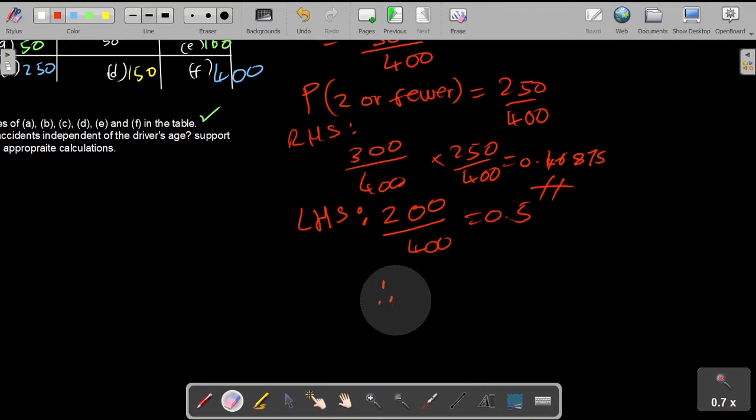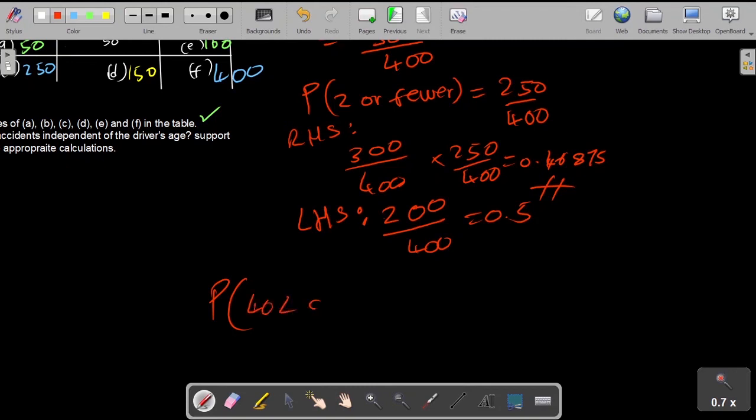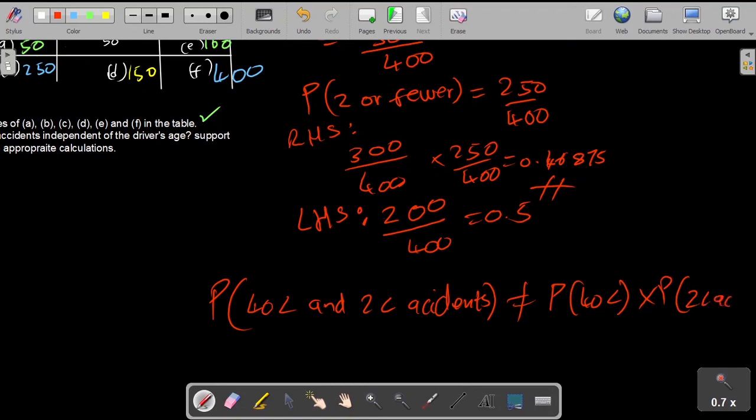So our conclusion comes from this. The probability of being 40 years and younger and having 2 or fewer accidents is not equal to the probability of being 40 or younger multiplied by the probability of having 2 or less accidents, and therefore the variables are not independent.